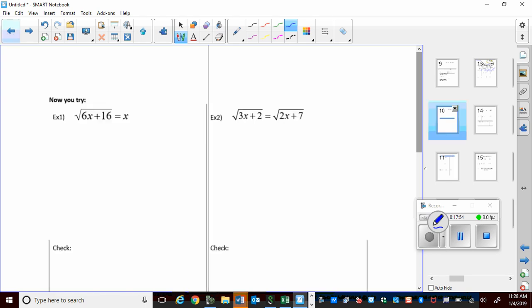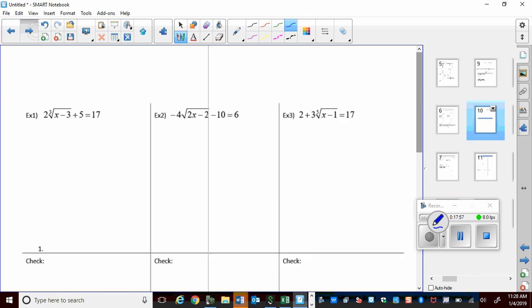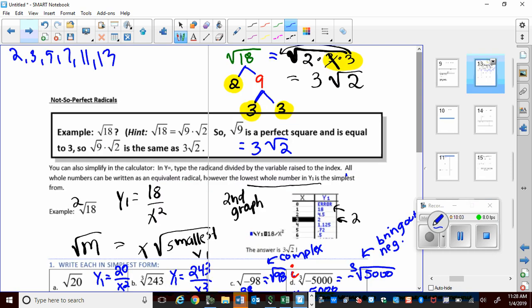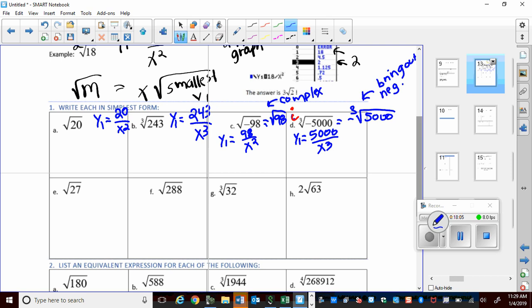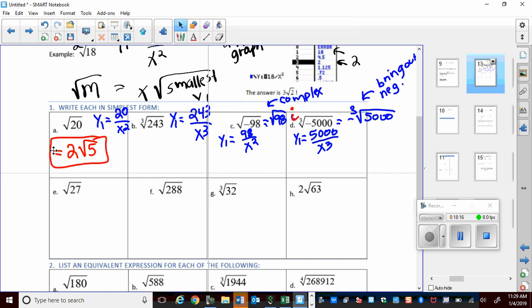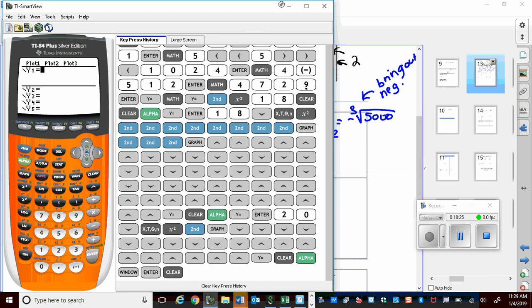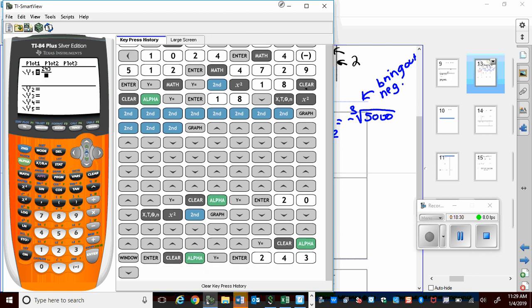Go back to the, I messed up a little bit. There we go. So the correct answer here for the square root of 20 is 2 square root of 5. Here's my correct answer. The next one is going to be 243 over x cubed. So clear that out. Alpha y equals, enter, 243 over x up arrow cube.